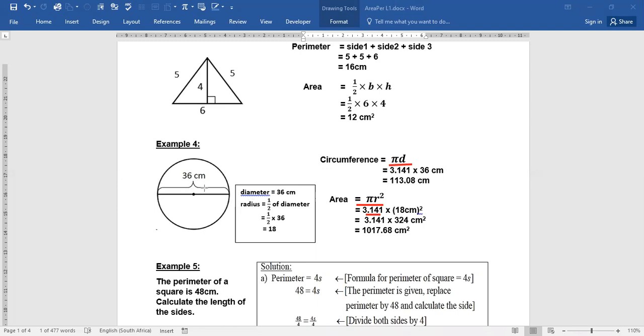Now if the diameter is 36, look at this, then the radius is half of the diameter, which is half of 36, that is 18. So radius will be 18. And 18 squared is 324, and multiplying gives you 1017.68. So that's the area of your circle. Remember, we could have used 2 pi r here. You will still get the same answer, and the r value would have been 18.